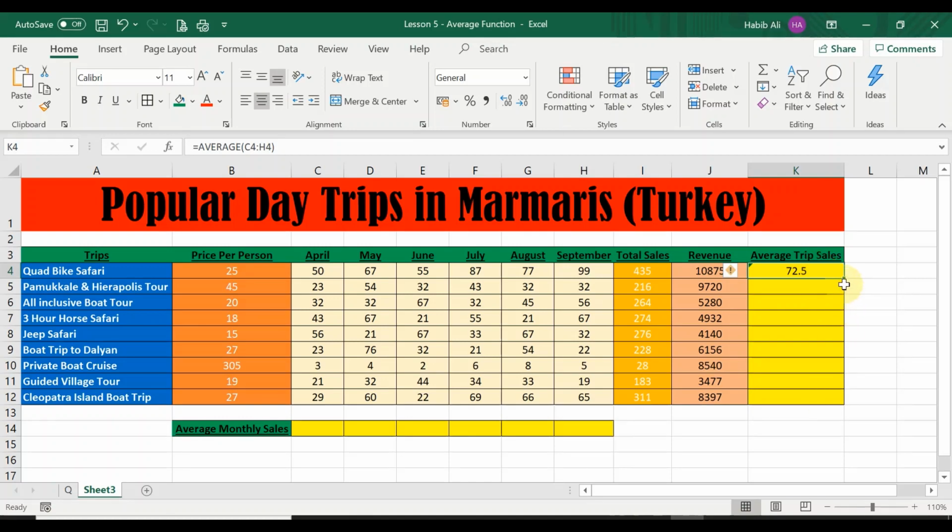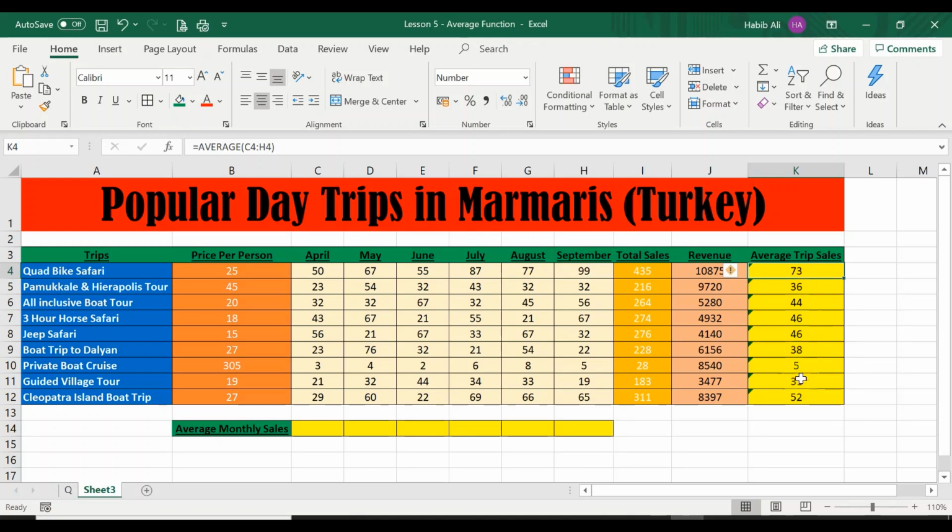So all I'm going to do is move my mouse over this little square and double click, and it will automatically work out the average sales for all these values. Now I'm just going to quickly change some of these decimal places into 2 decimal places, or actually 0 decimal places, which I prefer. There we are. So we've made 73 for quad bike, and then 36 and 44.